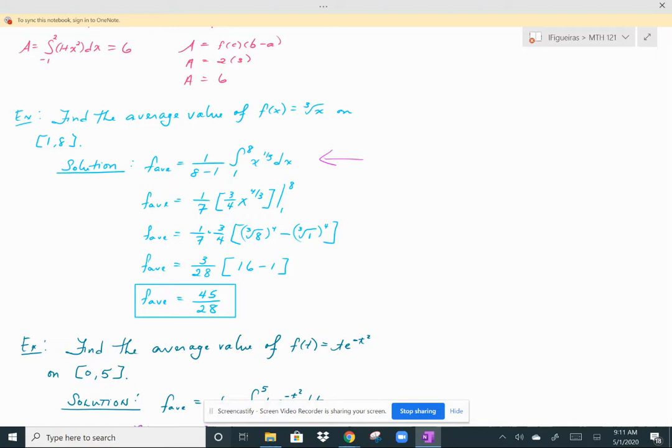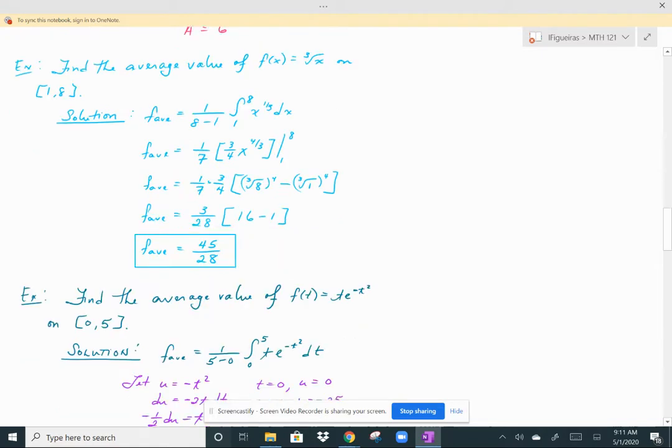Again, this is a straightforward integral. You just have to do the antiderivative. So you have the next line. So it's 1/7 times 3/4 x to the 4/3. Substitute in your upper limit and your lower limit and make sure you subtract them. And when you work that out, you get an average value of 45 over 28 on that function.